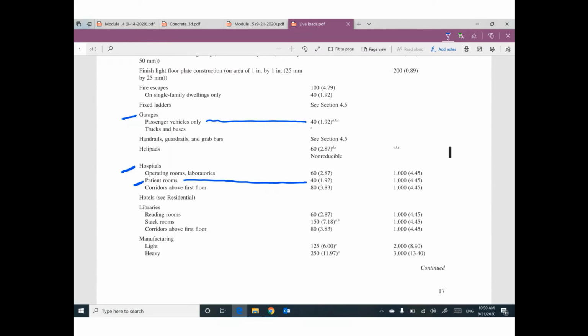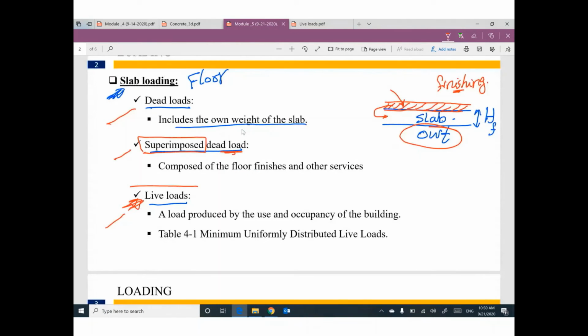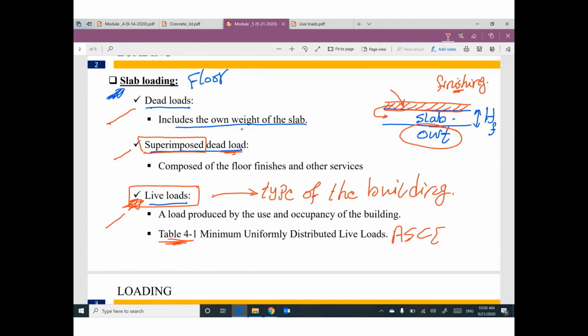So guys, live load can be figured out if you know the type of the structure or the type of the building. What is the main function of the building? To be more specific, not the type of the building, the function of the building. So please, we have a table. This table can give you the uniform distributed live load according to the American Society of Civil Engineers, ASCE 7-10. We need to follow these standards.